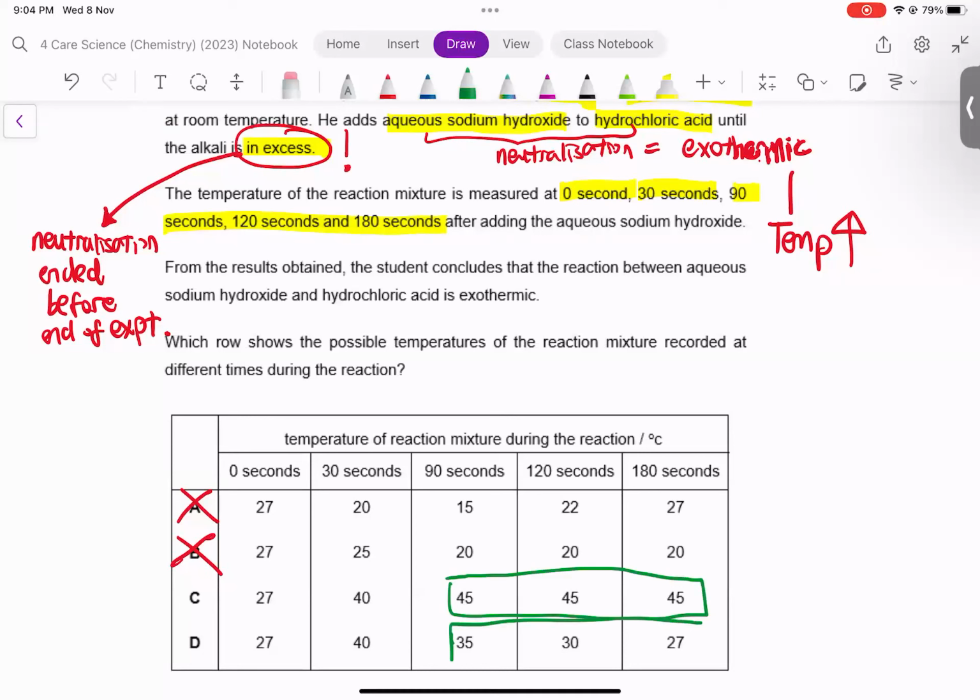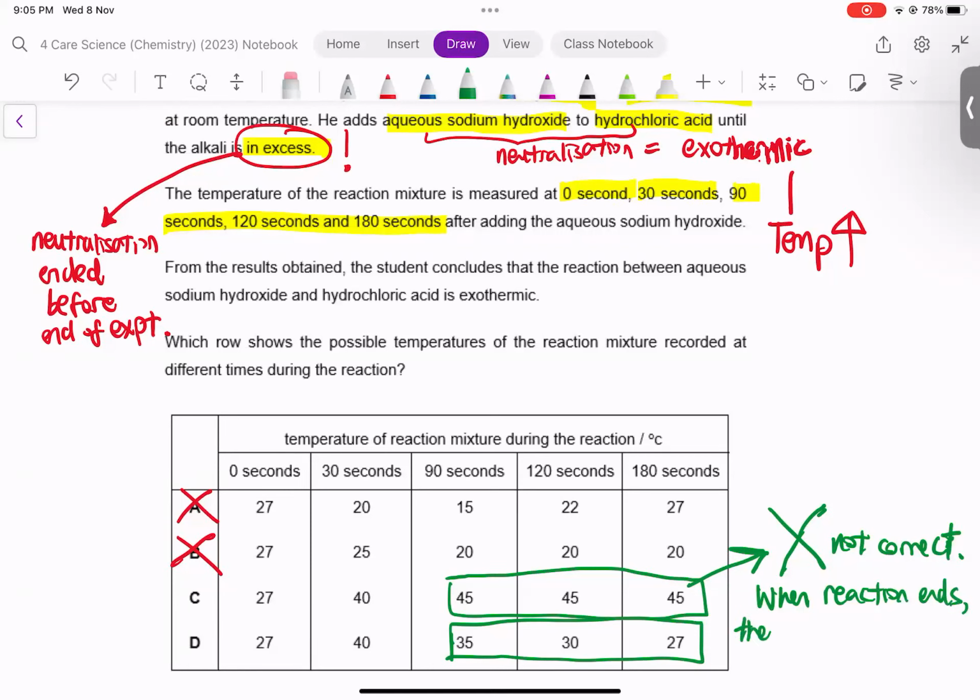If you look at the last three values of temperature, D shows the temperature going back down. C shows the temperature remaining at 45. Which one is correct? C, that remains high, is wrong. This is not correct. Why is this not correct? When the reaction ends, the mixture should cool back to room temperature.